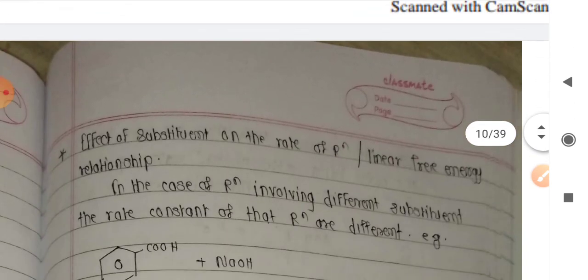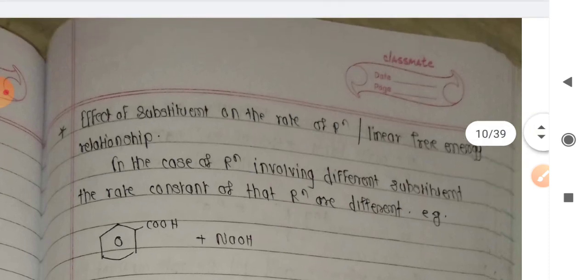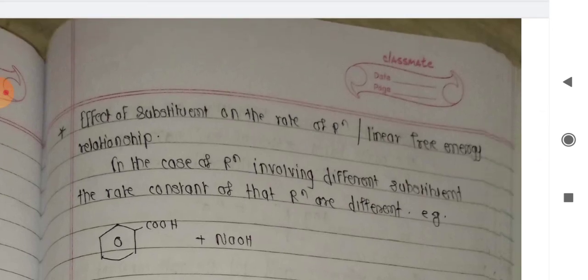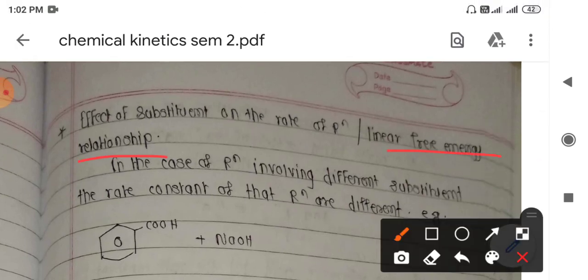Okay, now next is the effect of substituent on the rate of reaction, or the linear free energy relationship. So we'll try to discuss that in the next lecture. Okay.